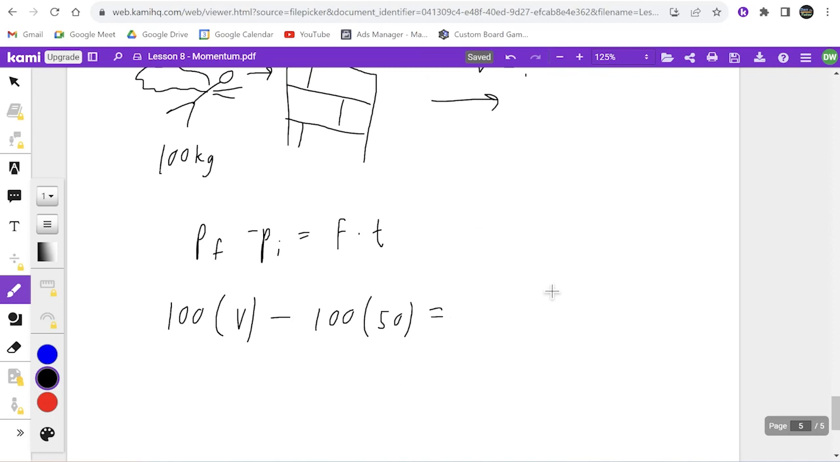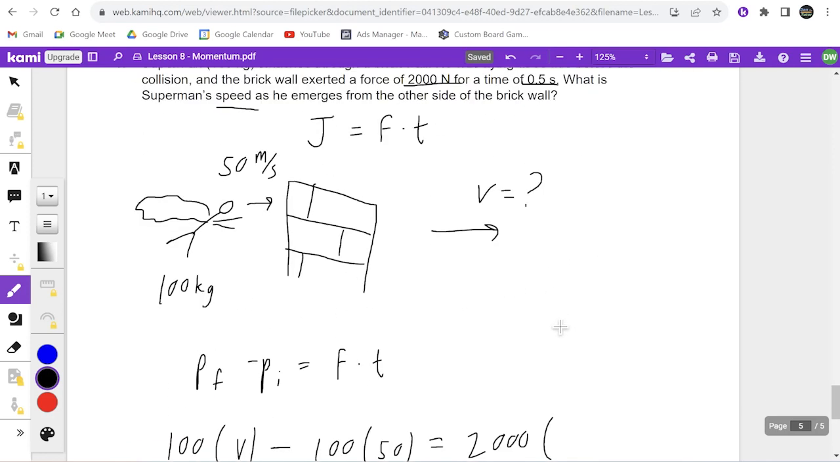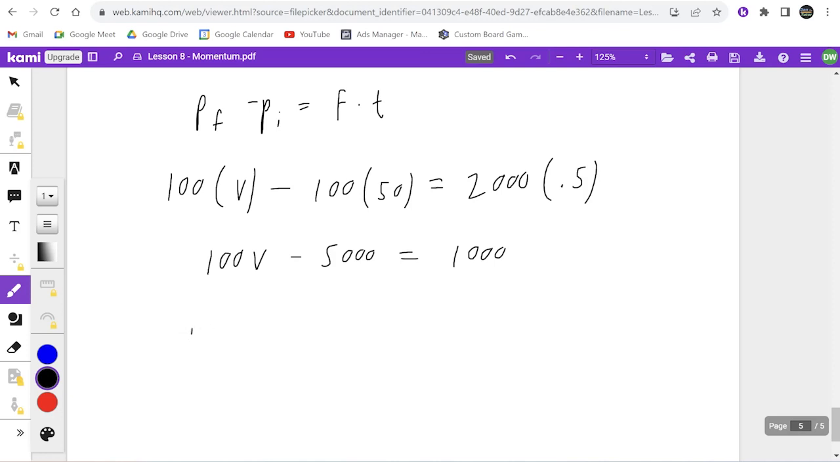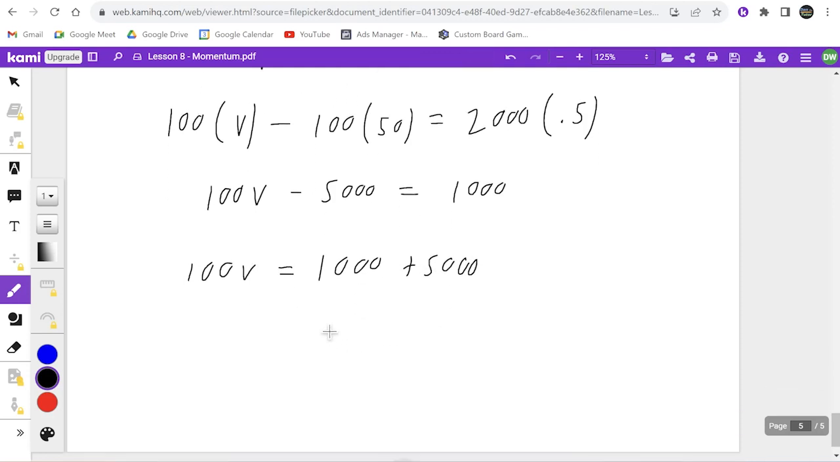Okay, we set this equal to force times time, which is 2,000 for the force and 0.5 for the time. And now we just solve for v. So that means 100v minus 100 times 50, which is 5,000, equals 2,000 times 0.5, which is 1,000. And now I just add 5,000 to both sides, so it's 1,000 plus 5,000. And then I divide by 100. So I get v equals 60 meters per second.